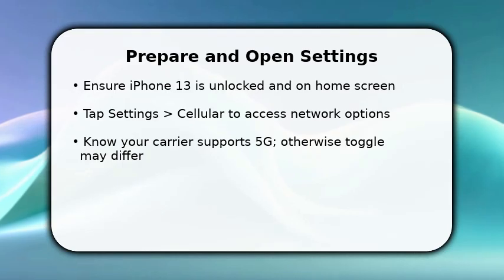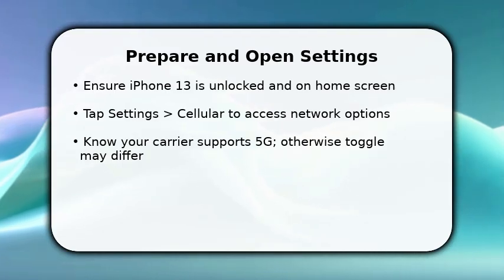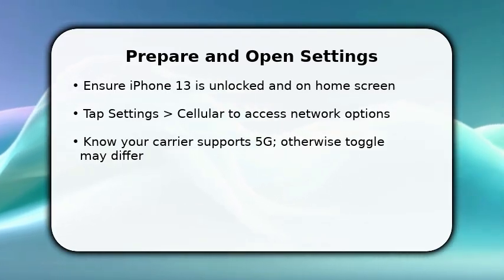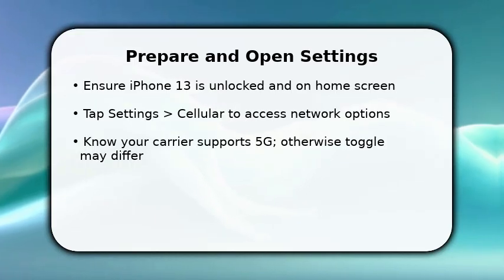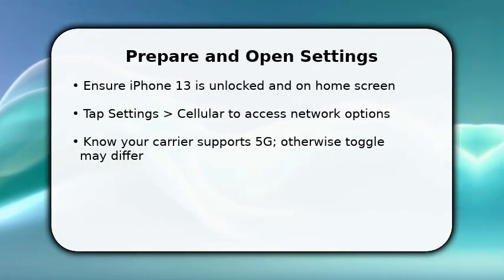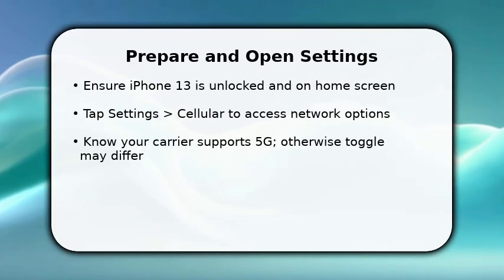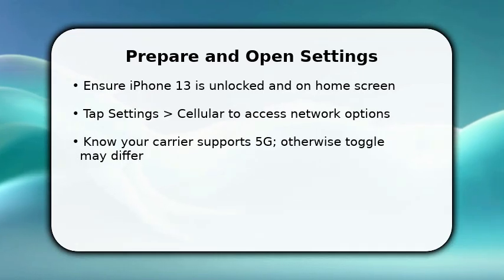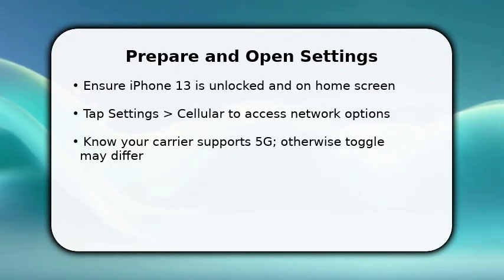You start by preparing the phone. Make sure your iPhone 13 is unlocked and awake. Once ready, tap Settings, then Cellular to get to the network controls. You do this now because the 5G controls live inside cellular data options. If your carrier restricts 5G, the option might look different, so check that first.